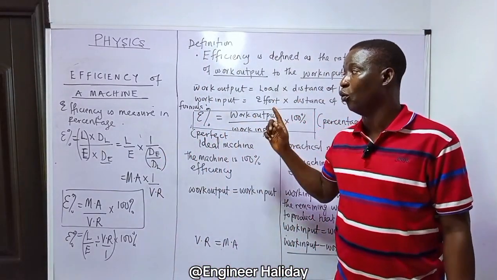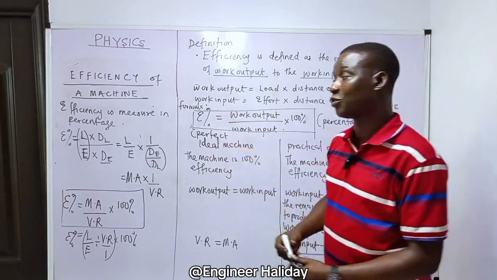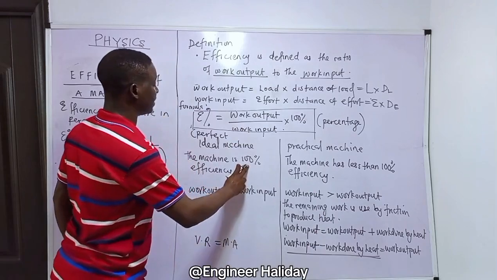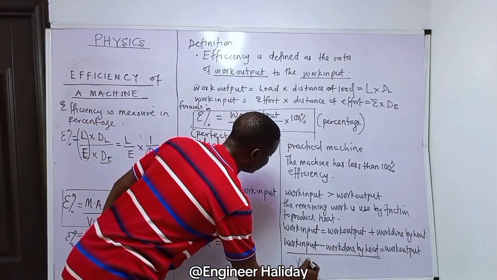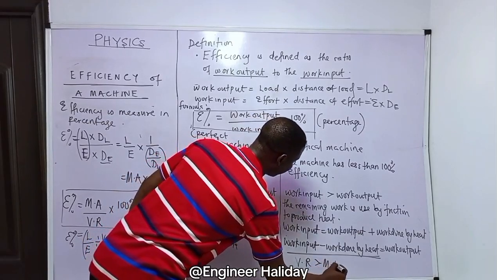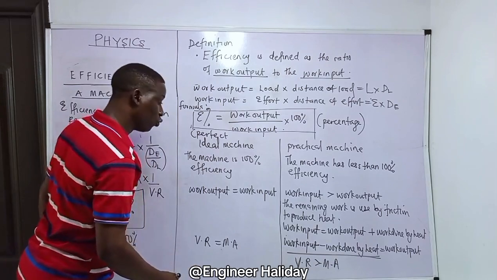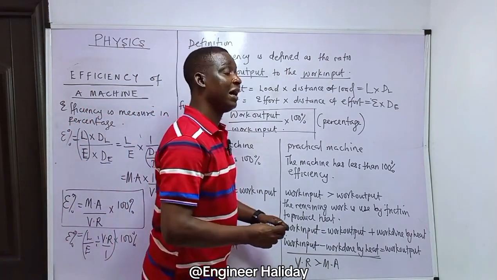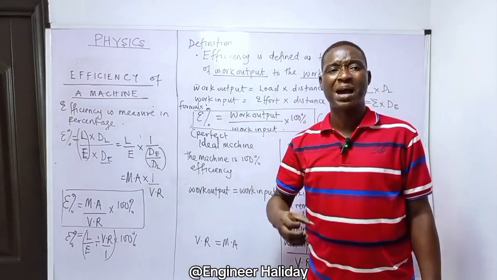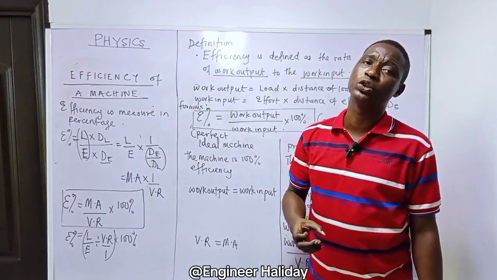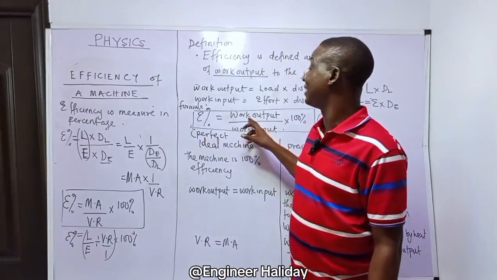Ensure that you know that no machine can operate at 100%. And don't forget, if the machine operates at 100%, it means that the velocity ratio is equal to mechanical advantage. Otherwise, velocity ratio is greater than mechanical advantage. Please take note of that. And don't forget, the efficiency of the machine can be reduced by friction. The higher the friction, the lesser the efficiency of the machine, and the lesser the work done.